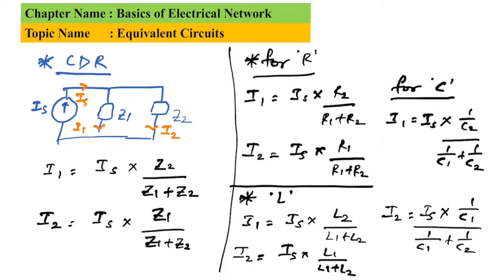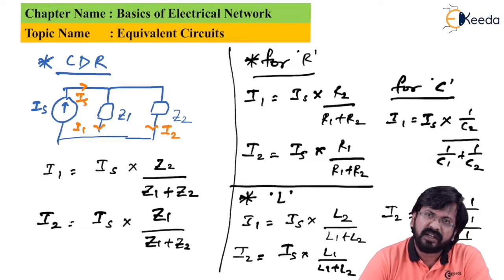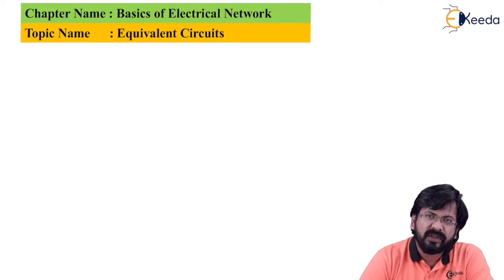So I'm sure now you have understood how to apply the current division rule in case Z1, Z2 are replaced with R, L or C. Let us now move to understand star to delta and delta to star conversion.